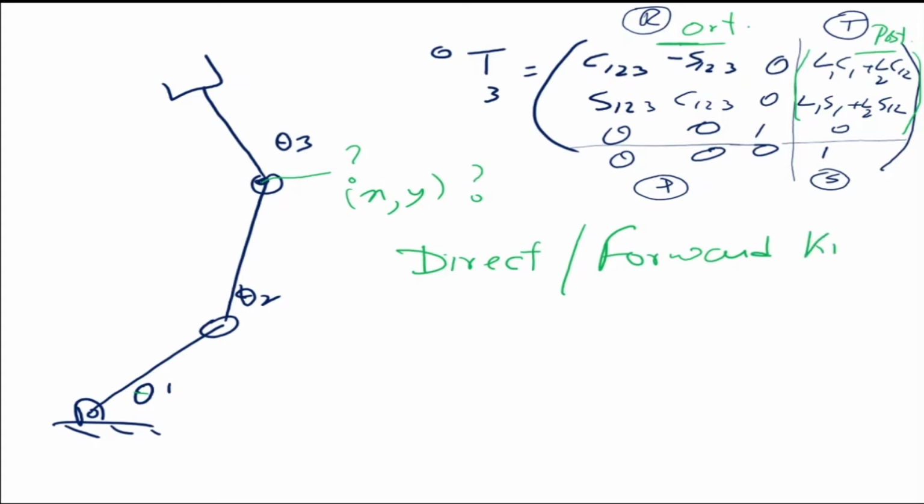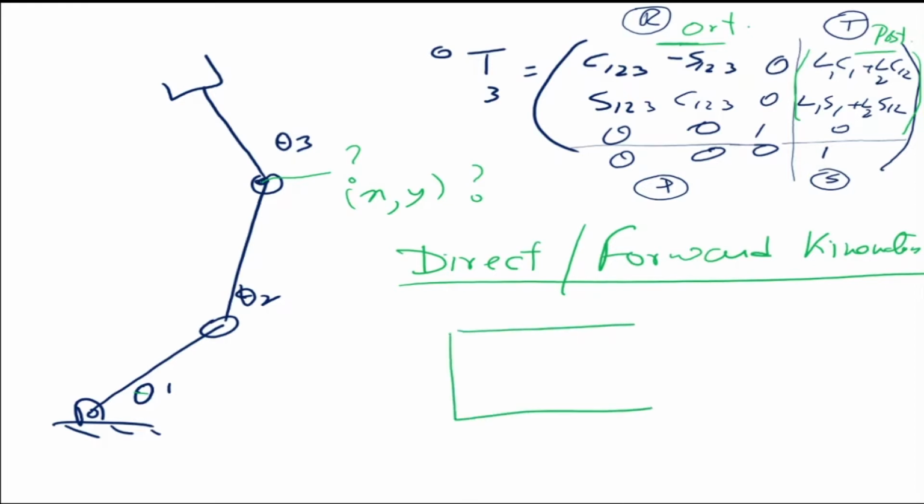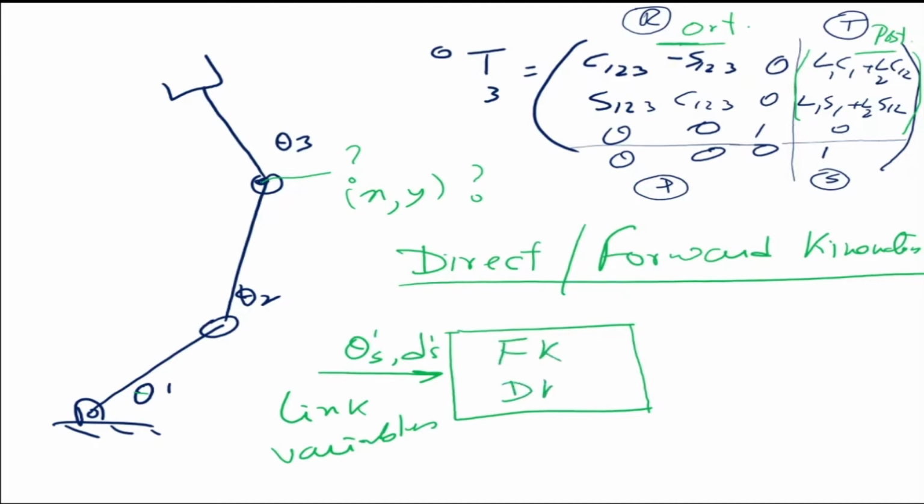In the forward kinematics problem, what is the input? The input is my thetas. In this particular case, it is thetas or link variables. Let's call them link variables. It can be thetas, or it can be d's in case of a translating joint. So this is my forward kinematics, also called direct kinematics, means the same thing.